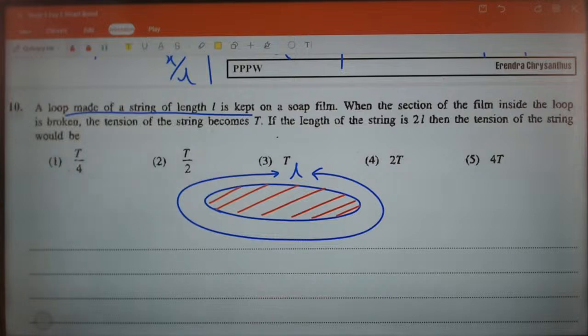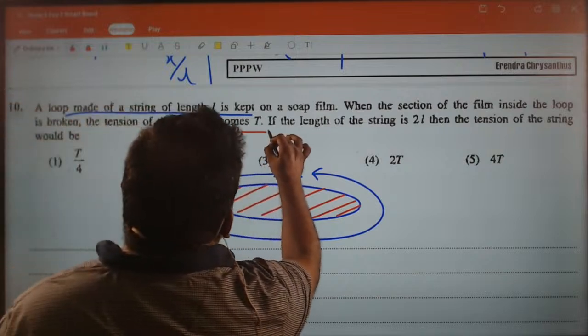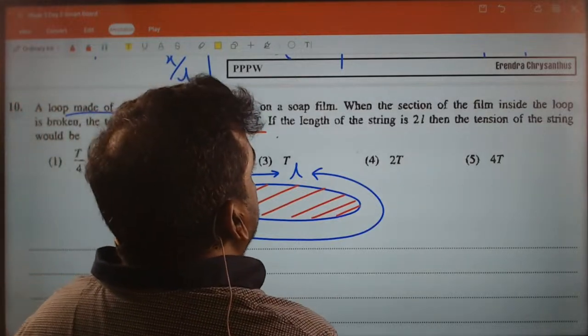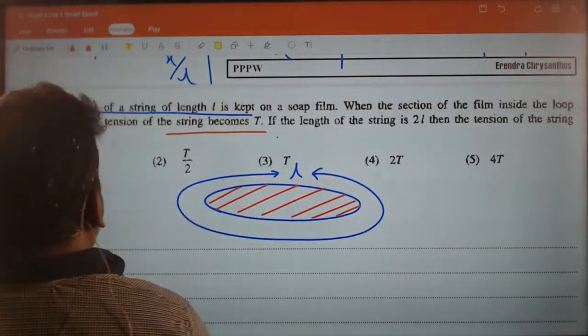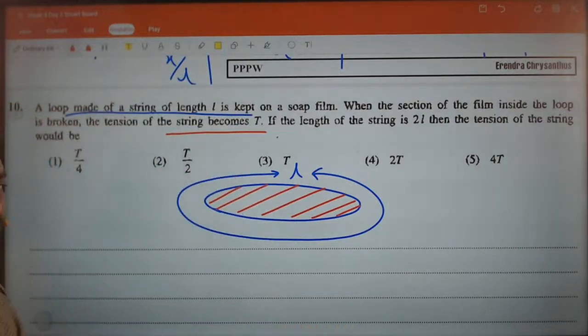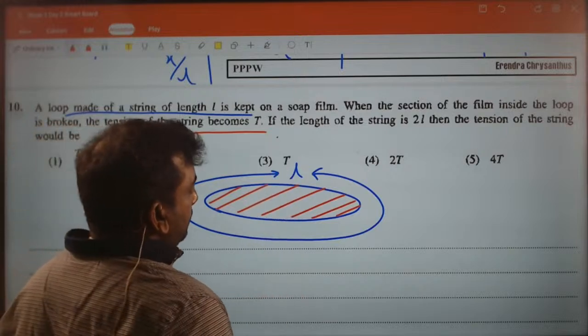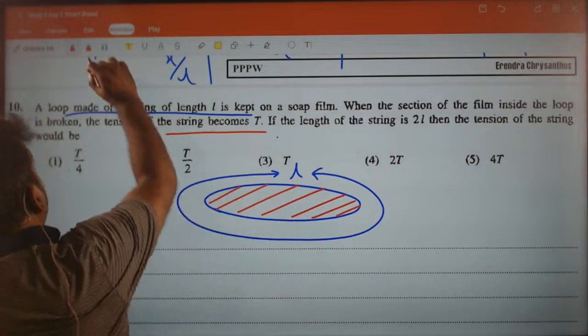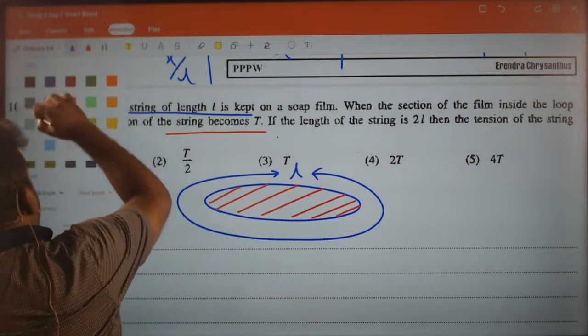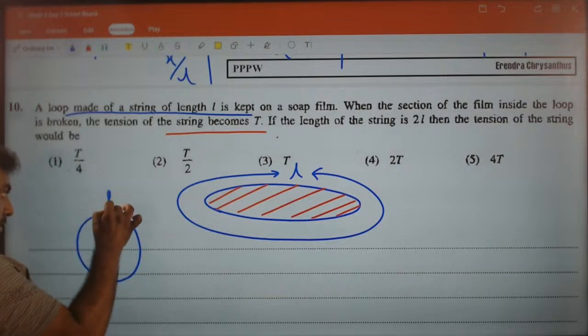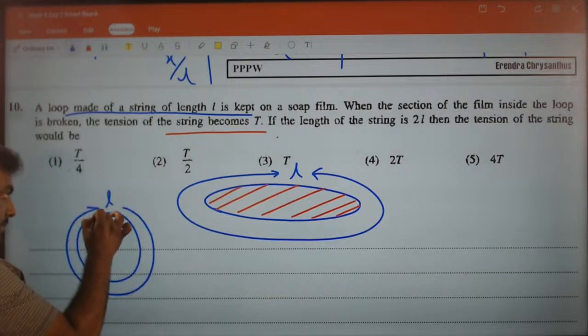When the section of the film inside is broken, the tension in the string becomes T. If the length of the string is 2L, then the tension would be how much? Be careful. If you break the film, what will take place? Look at the board. Here length L, circumference length L.